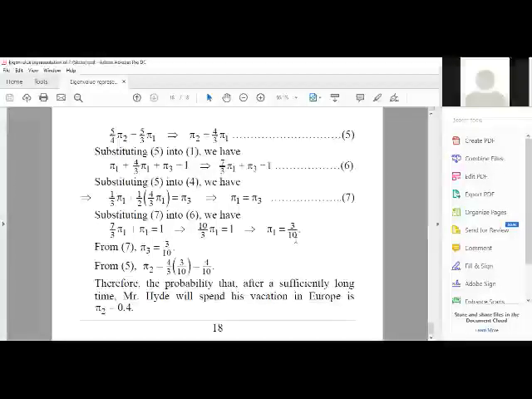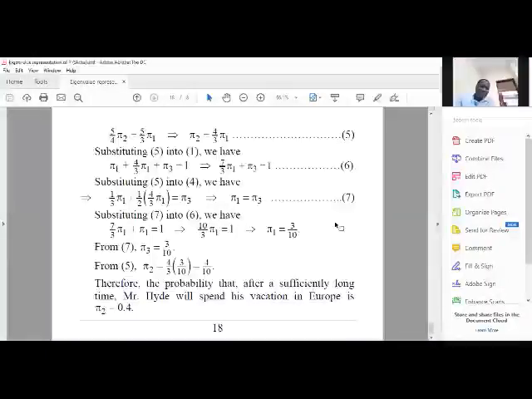Okay, what is pi 2? Pi 2 is the probability that after a sufficiently long time, Mr. Hyde will spend his vacation in Europe. Is it 3/4? It's 4/4. Have you seen it? Yes. I've interpreted pi 2. That's what the question says we should determine. So in the long run, the probability that Mr. Hyde will spend his vacation in Africa is 3/10, which is 0.3. Yes.